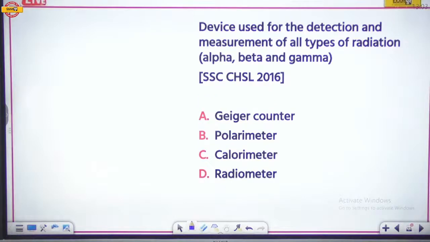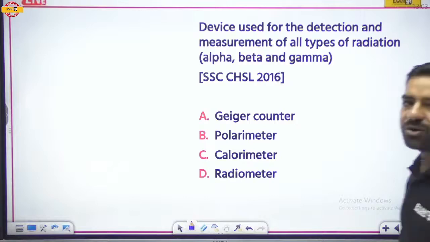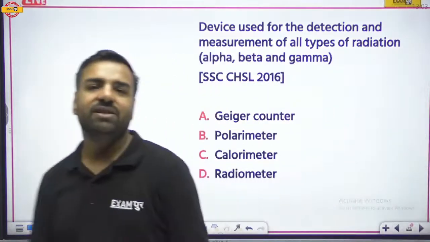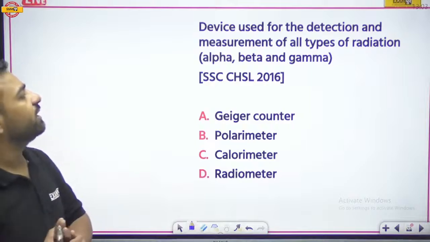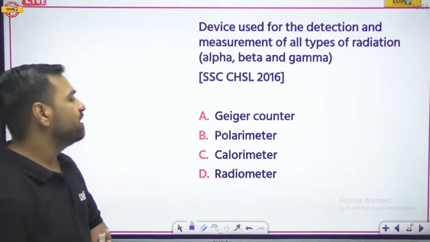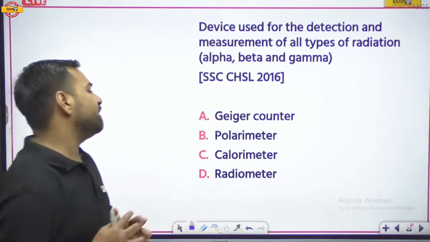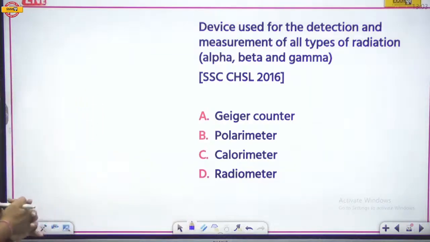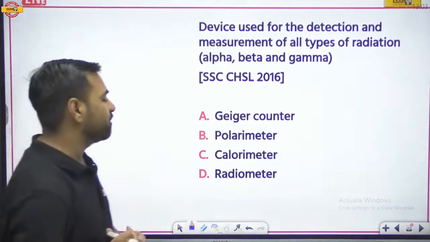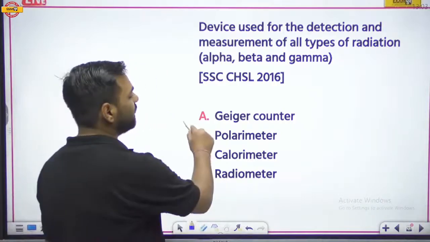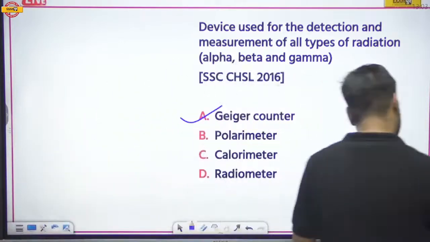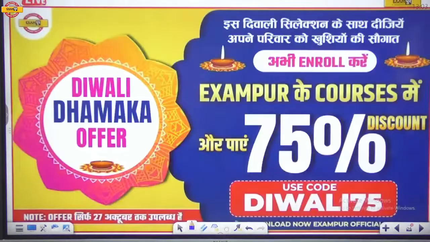Next question. Device which is used for detection and measuring of all the types of radiation. I was just talking about radiation; we were discussing radioactivity, right? So, the device which is used for the detection and measurement of all the types of radiation, what's that? Is it Geiger counter? Is it polarimeter? Is it calorimeter or radiometer? So yes, you are absolutely correct. The correct answer is going to be A, that is Geiger counter.